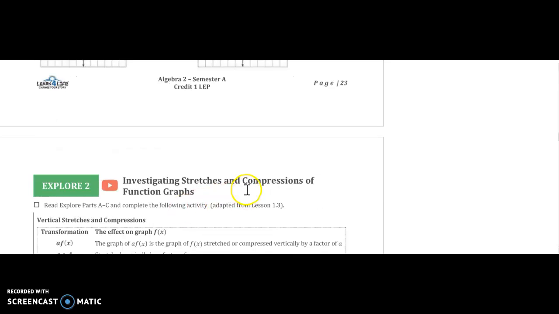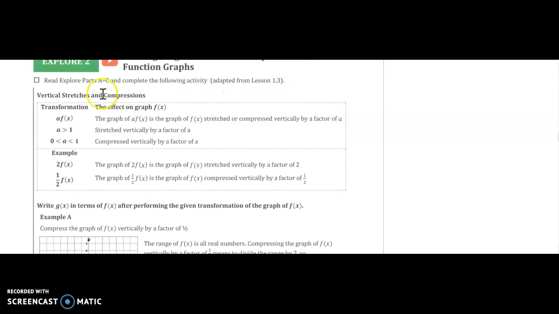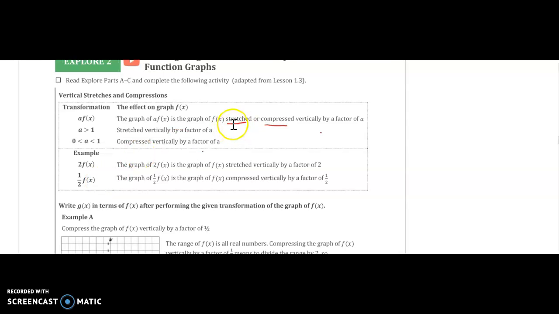All right, now we're on page 24. Let's check it out. So now we have investigating stretches and compressions of function graphs. So vertical stretches and compression, a transformation of multiplying by some number to the outside of the function. The graph of a times f of x is the graph of f of x stretched or compressed vertically by a factor of a. When it's stretched, the function gets taller. If it's compressed, the function gets shorter. So we're going to see exactly what happens there.